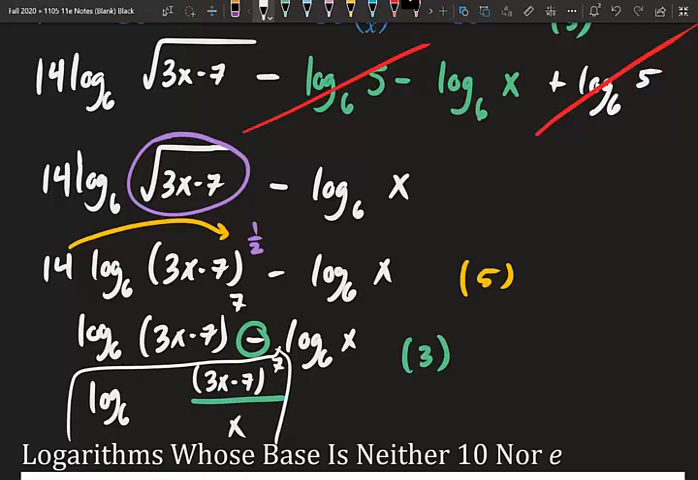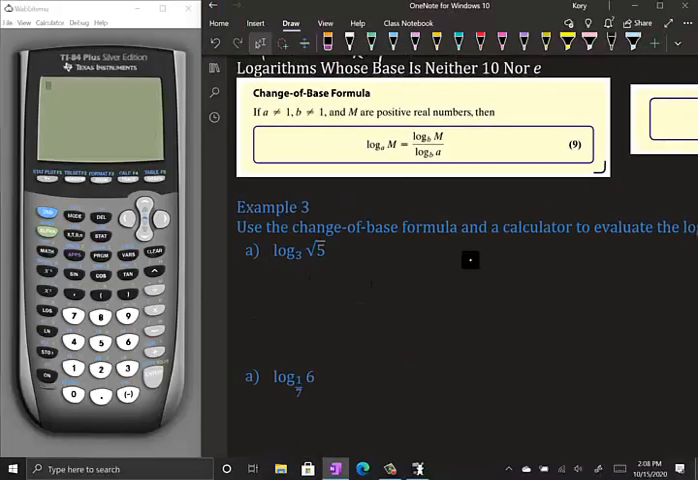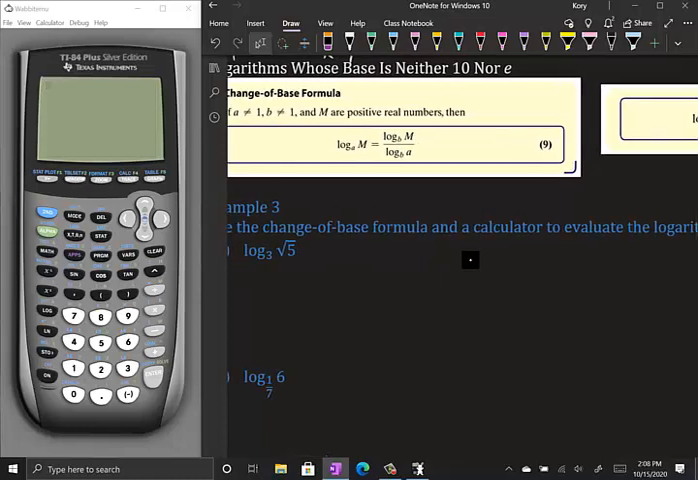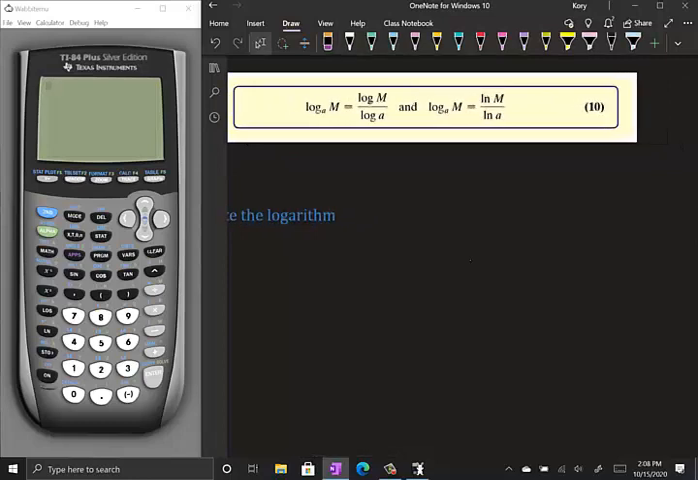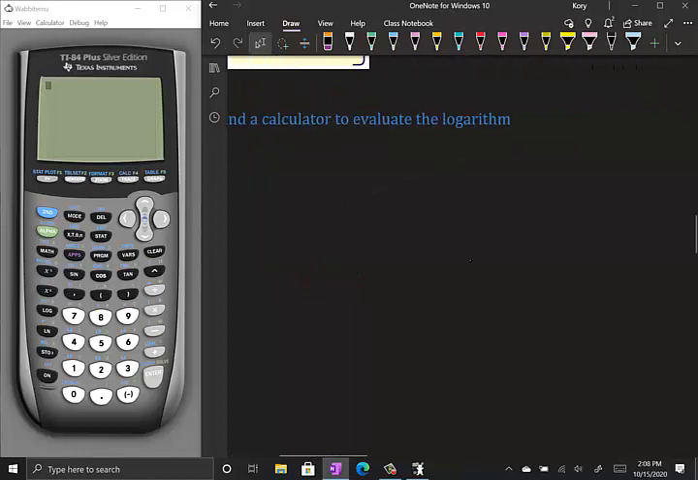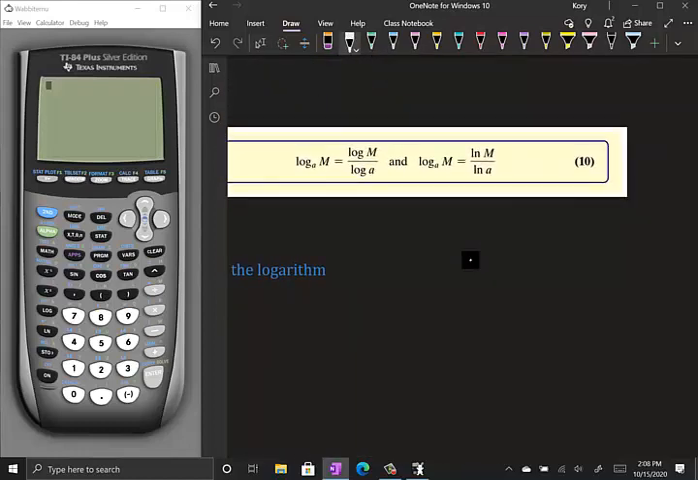Single logarithms should have no exponents. Now, logarithms whose base is neither 10 nor e. So how can we solve logarithms? By plugging it into a calculator. There's two things you can do. We can do log with base m over log with base a, or what we usually do is, when they have the same log base, which they do here, you see how it's log base 3, log base 1/7, we can either use one of them. It doesn't matter, we can use both of them and you'll get the same exact answer.